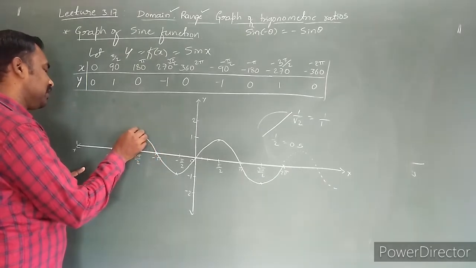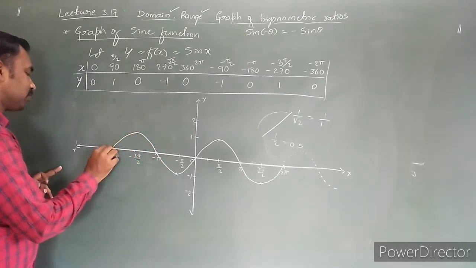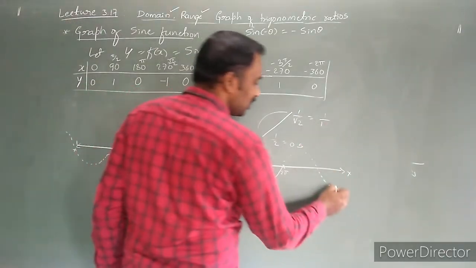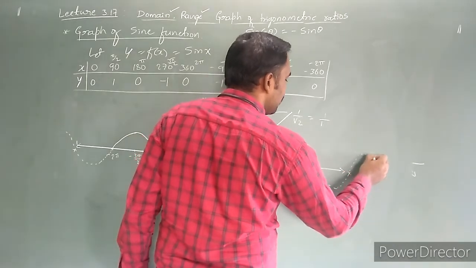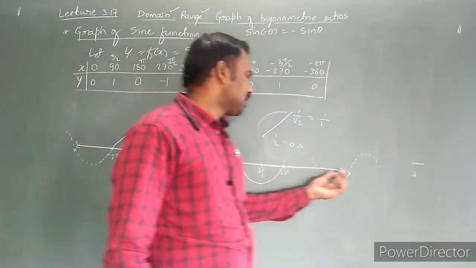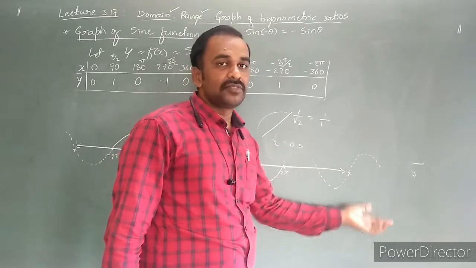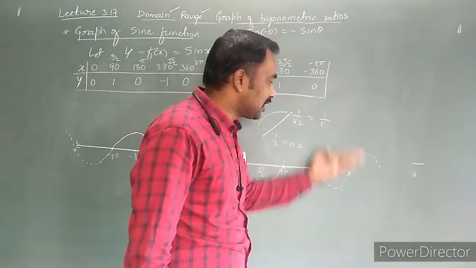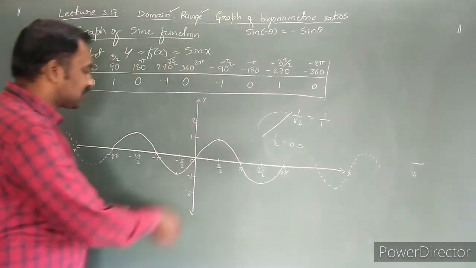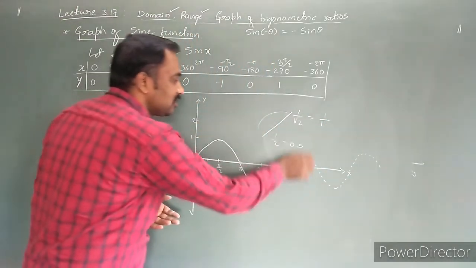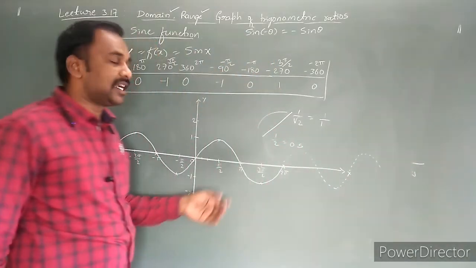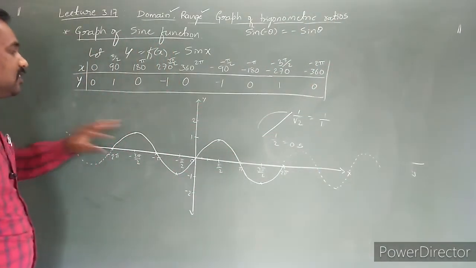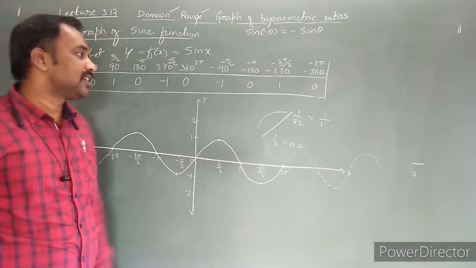So this is the graph of the sine function. It continues up to infinity because the domain is the whole real number set. Whatever real number you take, the minimum value is −1 and the maximum value is +1. The curve oscillates in between +1 and −1 on both the negative side as well as the positive side.